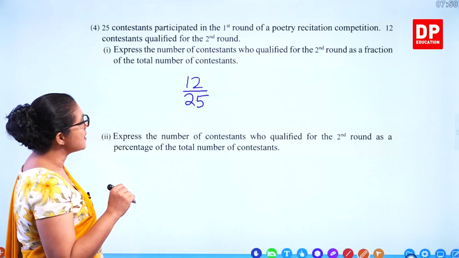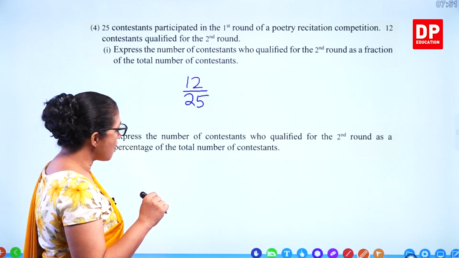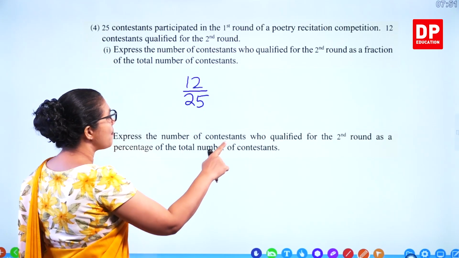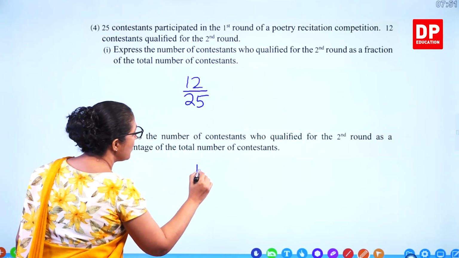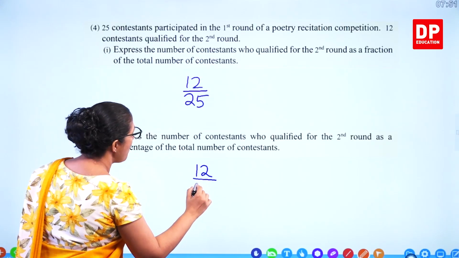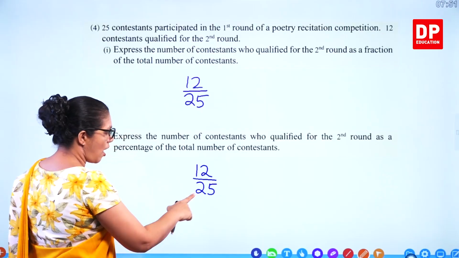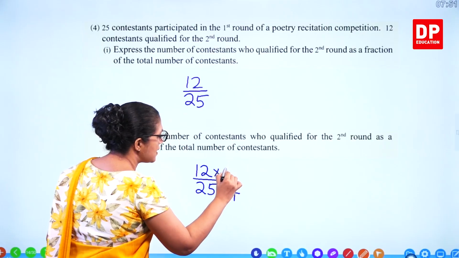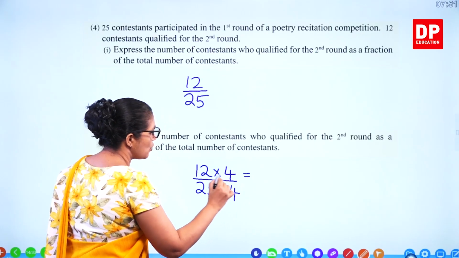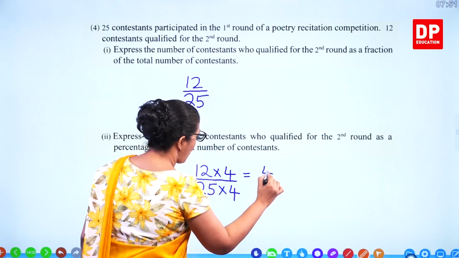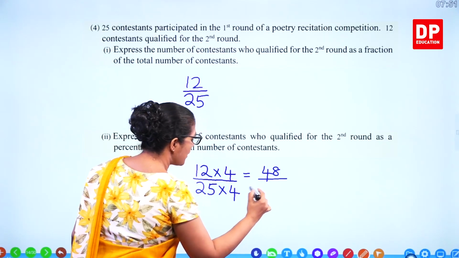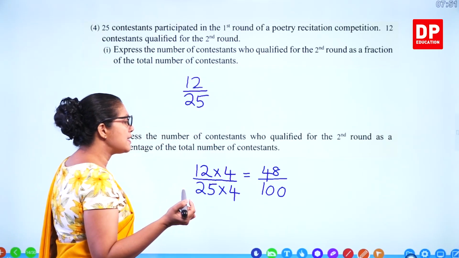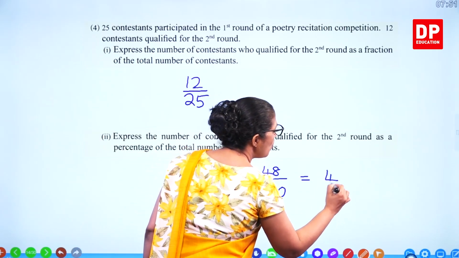Express the number of contestants who qualified for the second round as a percentage of the total number of contestants. So as a percentage. So here what we can do, you can convert to percentages. So this is the fraction. How we convert the denominator to 100? You can multiply by 4. Do the same thing. 12 times 4, 48. Here 25 times 4, 100. A fraction with denominator 100 is a percentage. So this is equal to 48%.